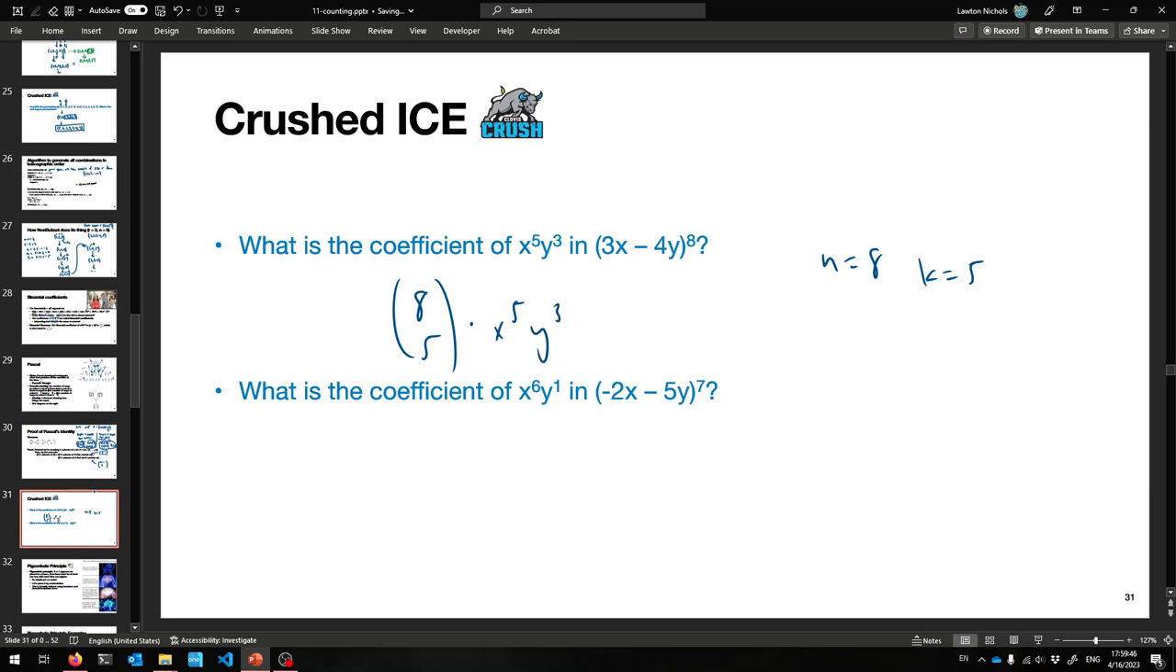But every time we take an x, remember, we take 3. So if I'm taking 5 x's, I've really taken 3 5 times as well. And so there's a 3 to the 5th out in front. I hope you remember that. And then every time I take a y, I take negative 4 as well. So if I have 3 y's, I'm taking negative 4 3 times as well. So that's the full coefficient. Do we see that? That's the idea.